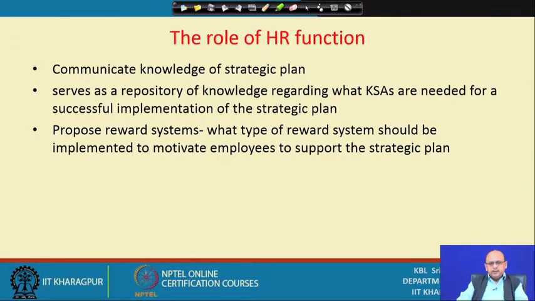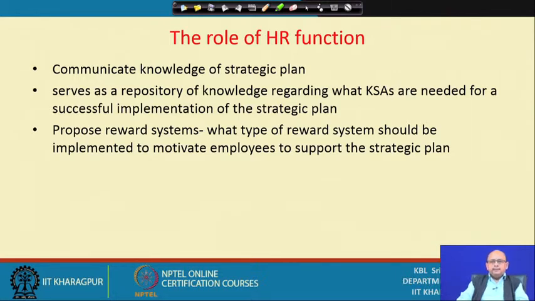the business. So, if HR people know about the business, they would be able to contribute in setting the strategy, executing the strategy, and also implementing the strategy. At different levels of a strategy, they can contribute. Now, some of the roles which they can perform here, as discussed, is that they are going to communicate about the strategic plan to the employees.